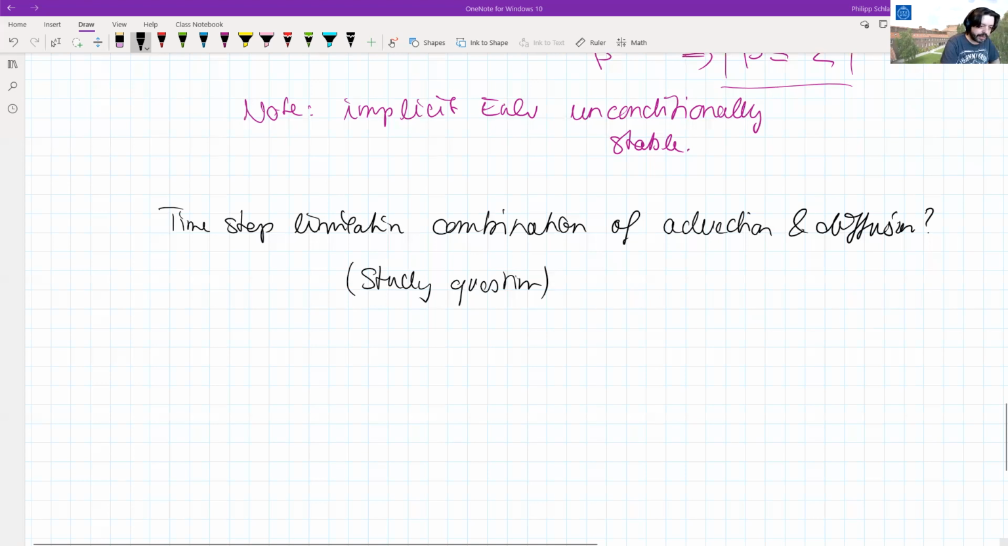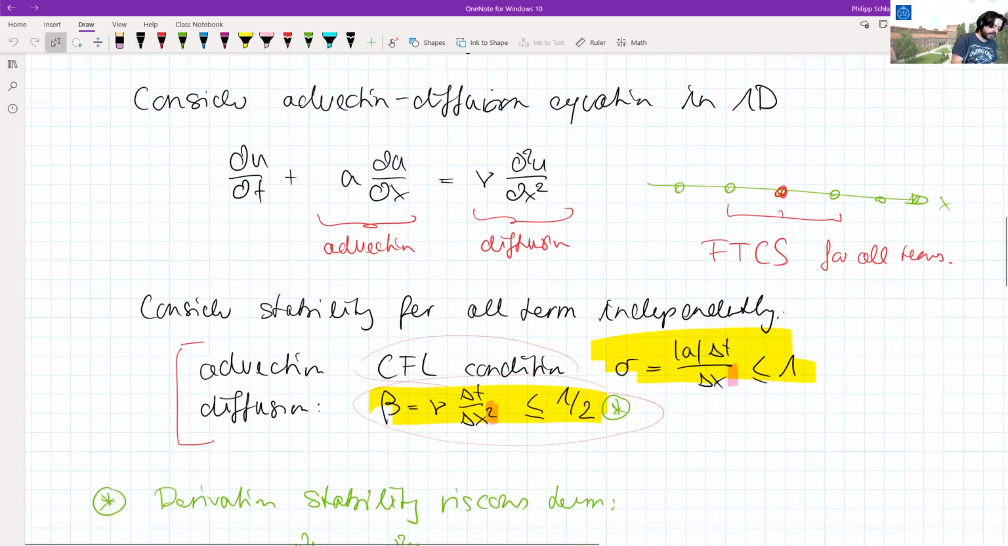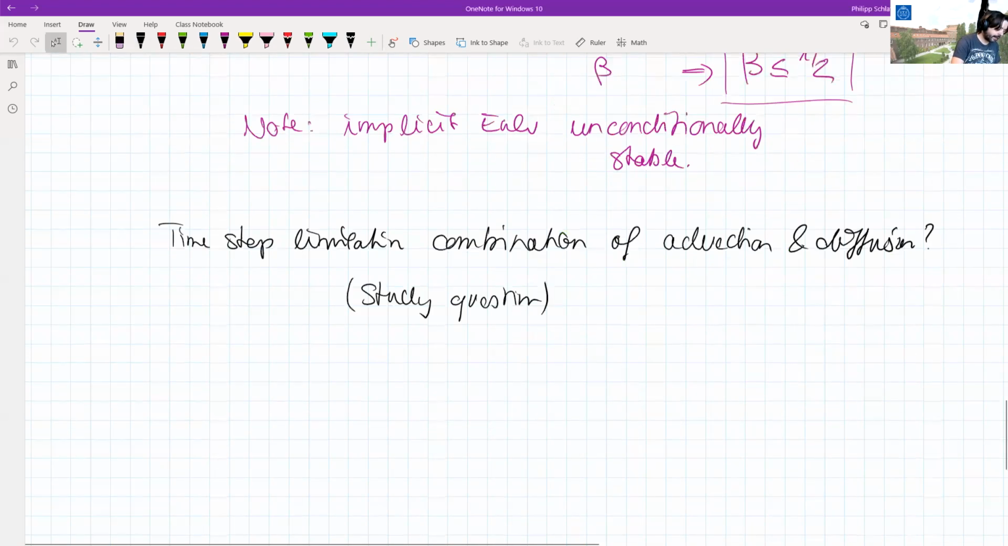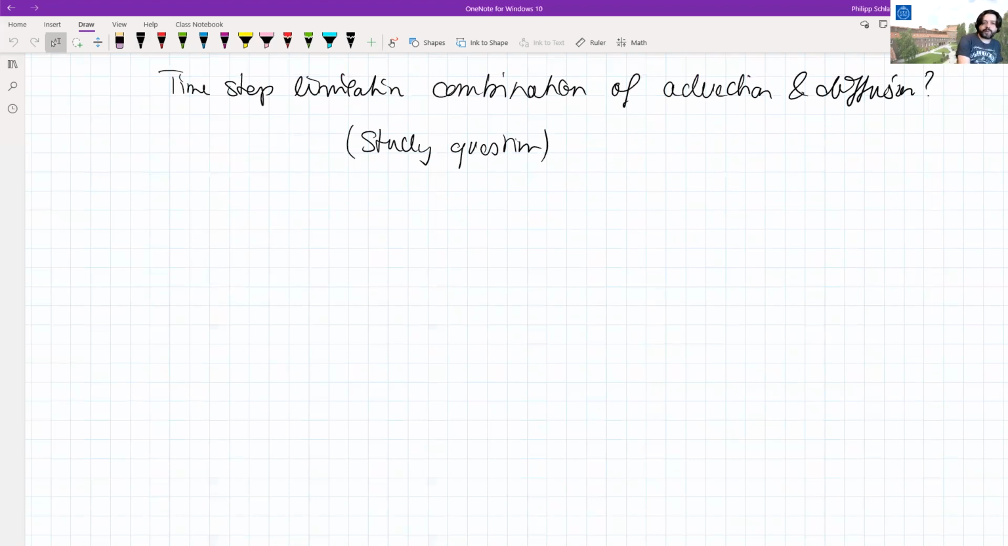Okay, but then we can continue with what we did just before the break. Namely, we have looked at the stability of the diffusion equation and the advection equation, and we have seen that there are two different stability requirements or conditions for the advection and the diffusion case. One where we have delta x and the other one where we have delta x squared. But now I guess the question would be, what happens when we combine the two parts of the equation and actually do a stability analysis of the real coupled problem?